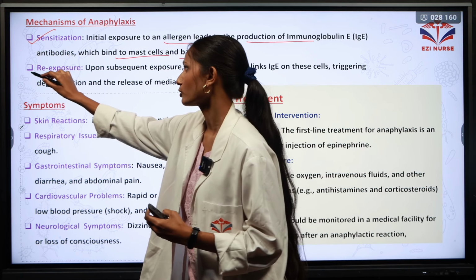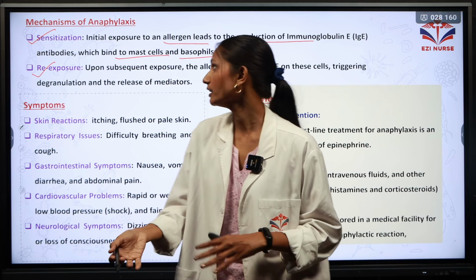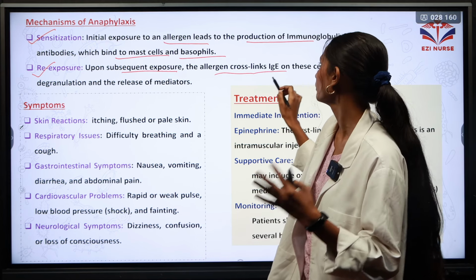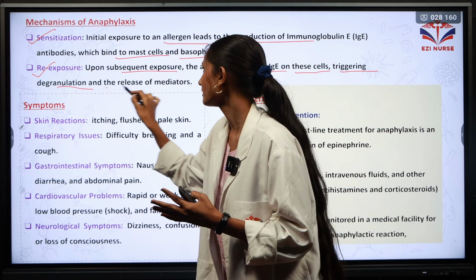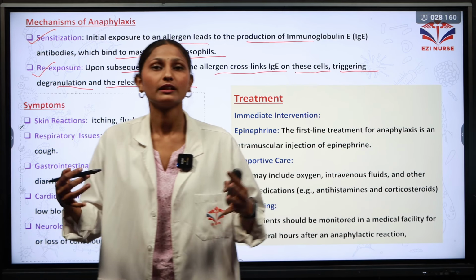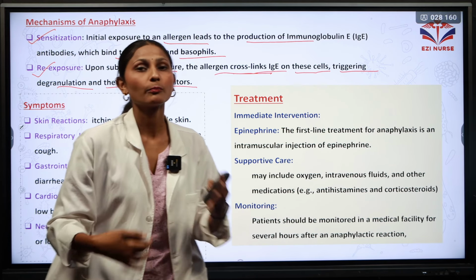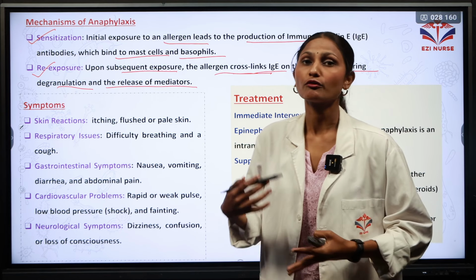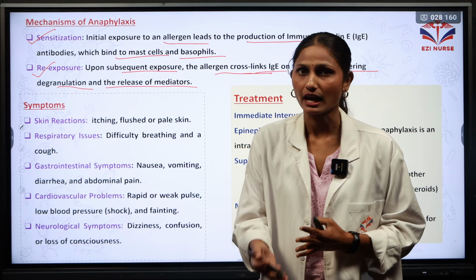Next one is re-exposure. After that, when the allergen again exposes the person's body, on that subsequent exposure the allergen cross-links with immunoglobulin E on these cells, triggering degranulation, and it releases the mediators. So again that allergen will bind with the immunoglobulin E and produce cross-linkage, and that will produce mediators such as histamine. So this is the mechanism of anaphylaxis.